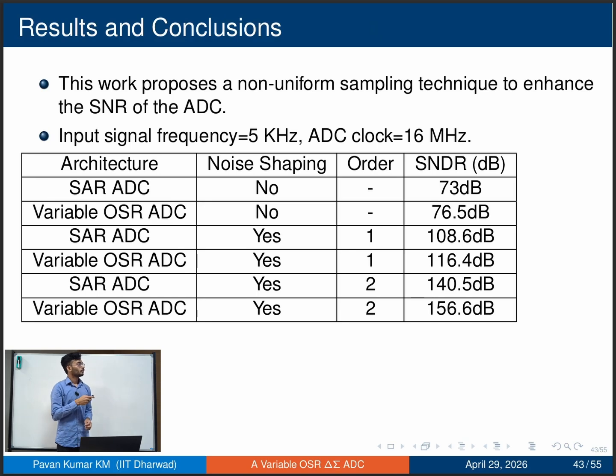Coming to the conclusion, this work proposes a non-uniform sampling technique to enhance the SNR of the ADC. Basically, here we are not decreasing the input signal frequency to increase the SNR. We are sticking to the same input signal frequency to achieve a better SNR. The results were noted, and we can observe the improvement in the SNR.